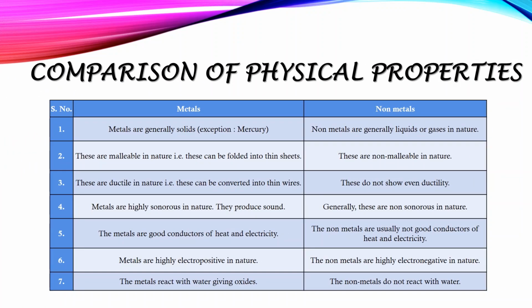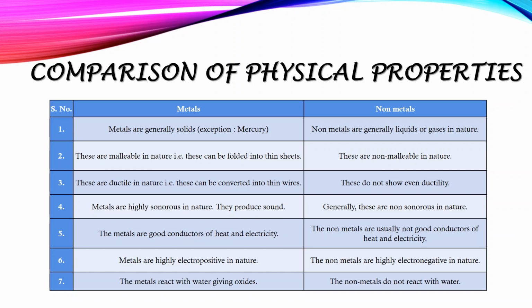Comparison of physical properties. Metals are generally solids. There is an exception of mercury, which is liquid at room temperature. Non-metals are generally liquids or gases in nature. Metals are malleable in nature, that is, they can be folded into thin sheets. Non-metals are non-malleable in nature. Metals are ductile. They can be converted into thin wires. Non-metals do not show this property.